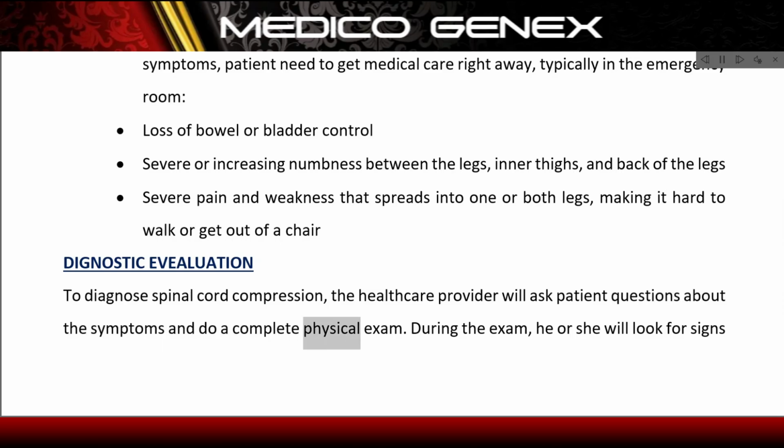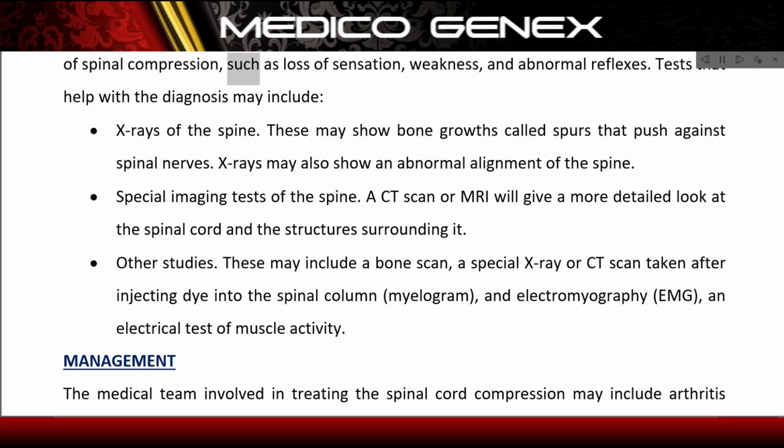Diagnostic evaluation. To diagnose spinal cord compression, the healthcare provider will ask the patient questions about the symptoms and do a complete physical exam. During the exam, he or she will look for signs of spinal compression, such as loss of sensation, weakness, and abnormal reflexes. Tests that help with the diagnosis may include X-rays of the spine. These may show bone growths called spurs that push against spinal nerves. X-rays may also show an abnormal alignment of the spine.